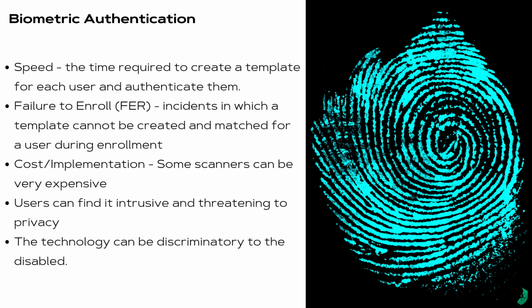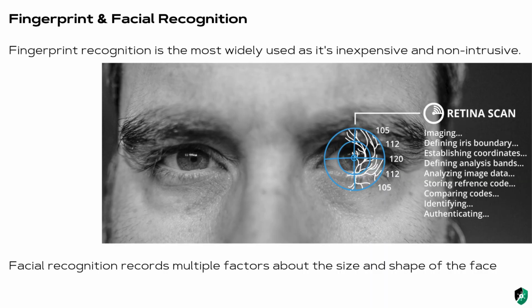And then cost implementation. Some scanners can be very, very expensive. Biometrics isn't that cheap of a security control. So users can find it intrusive and threatening to privacy as well. And then the technology can also be discriminatory to the disabled. Now, you do have the fingerprint and facial recognition. Fingerprint recognition is by far the most widely used in the world because it is inexpensive and also non-intrusive.